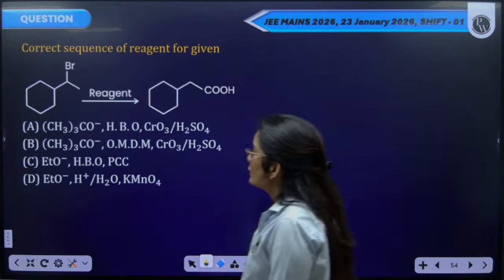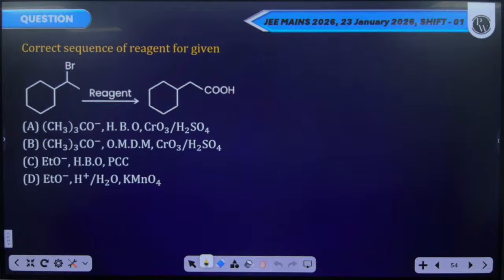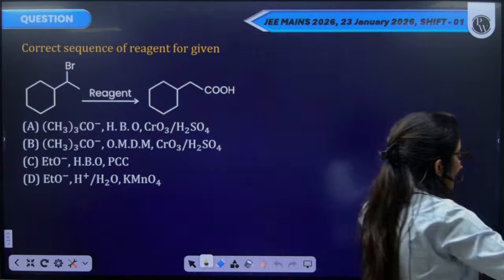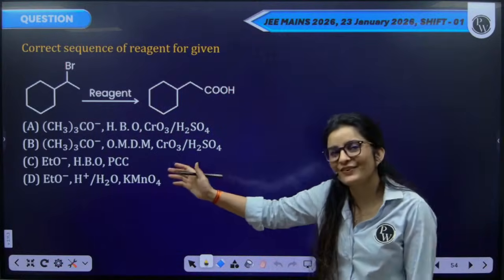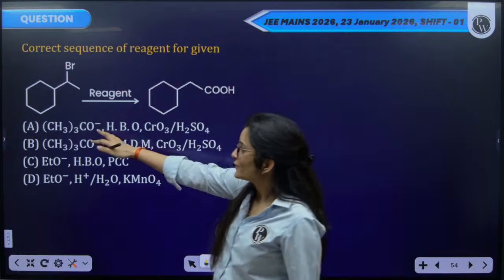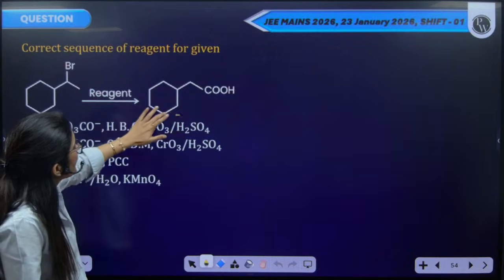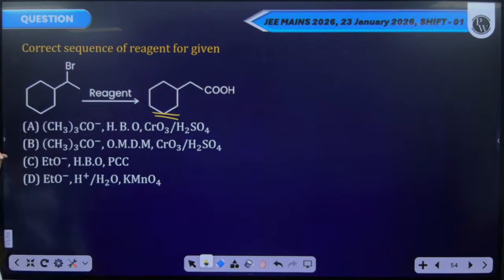Next you can check over here, it has been mentioned the reagent has been given to you. Okay, so the reactant has been mentioned to you. You just need to find out the reagent. Basically you have to tell what to do with this given reactant so that it can convert into this particular product. Okay, so let's check with the first option.